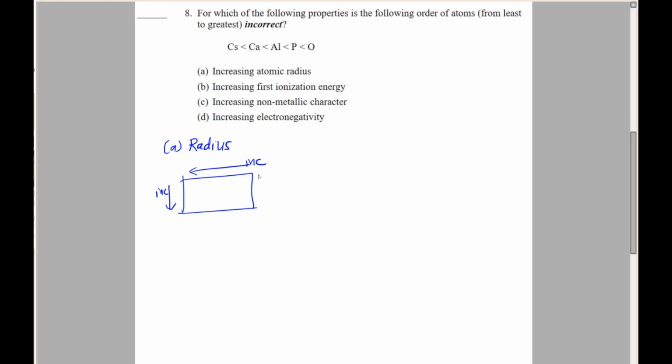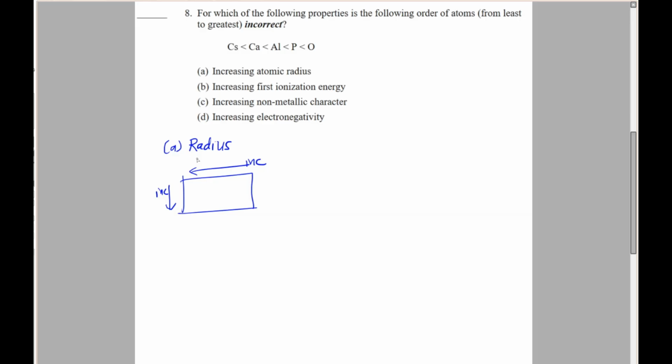And it increases from top to bottom because as we go down the periodic table, we're continuously adding more and more electron shells. And those shells have a pretty large radius. So there's going to be a pretty big increase from one period to the next. So that's why it's going to increase down the periods. And then for left to right or right to left, it's going to increase from right to left and decrease from left to right.